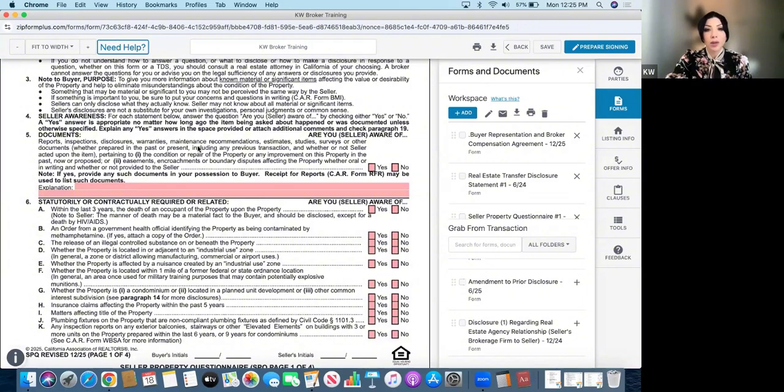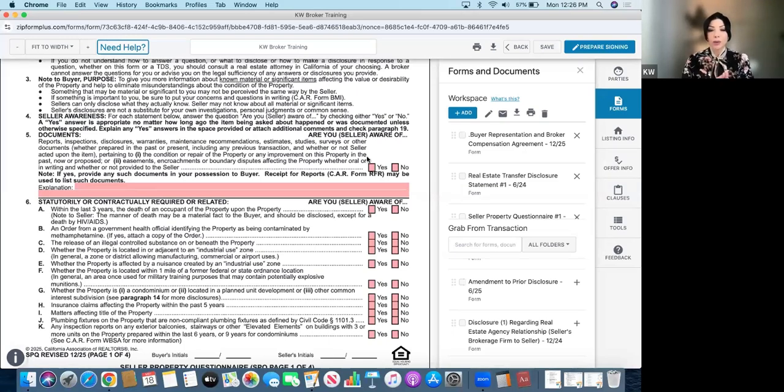Reports, inspection, disclosures, warranties, maintenance, recommendations, estimates, studies, surveys, or other documents, whether prepared in the past or present, including any previous transaction and whether or not seller acted upon the item, pertaining to the condition or repair of the property or any improvement on this property in the past, now or proposed, easements, encroachments, boundaries, disputes affecting the property, whether oral or in writing, and whether or not provided to the seller. So this question comes up often.